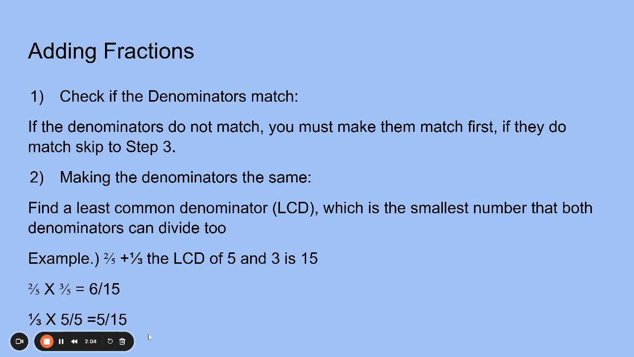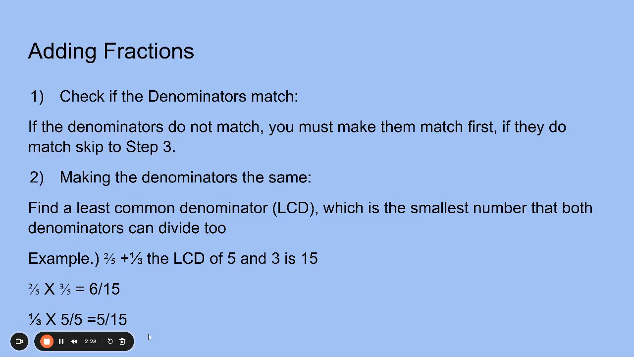Adding fractions. The first step is to check if the denominators match. If the denominators do not match, you must make them match first. If they do match, skip to step 3. Step 2, making the denominators the same. Find the least common denominator, also known as LCD, which is the smallest number that both denominators can be divided into.